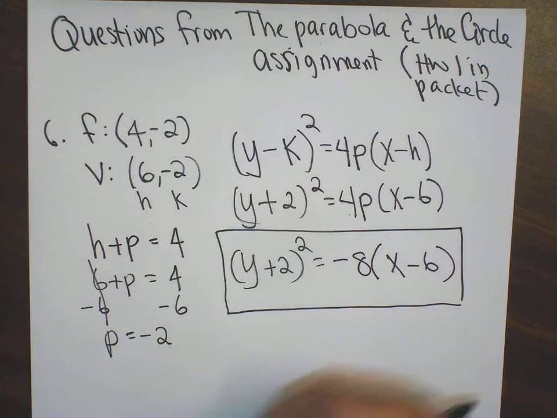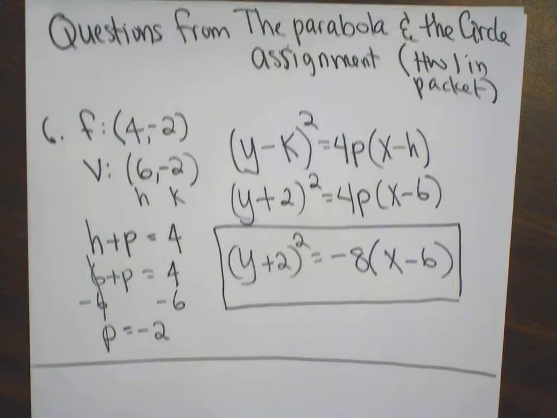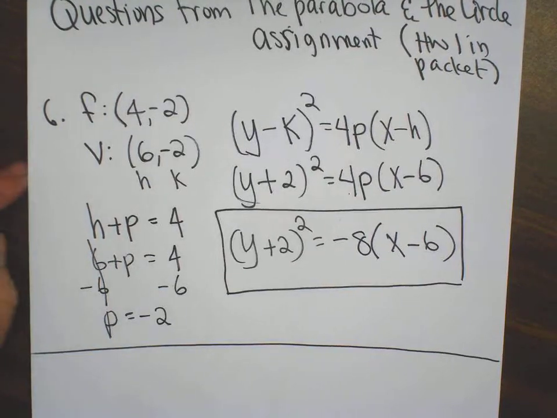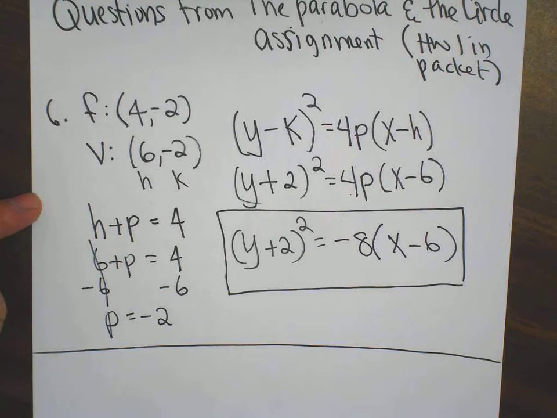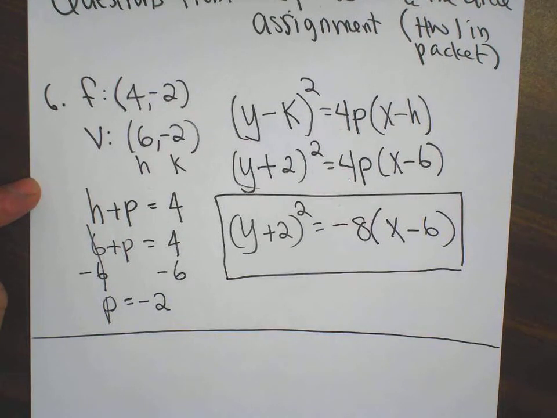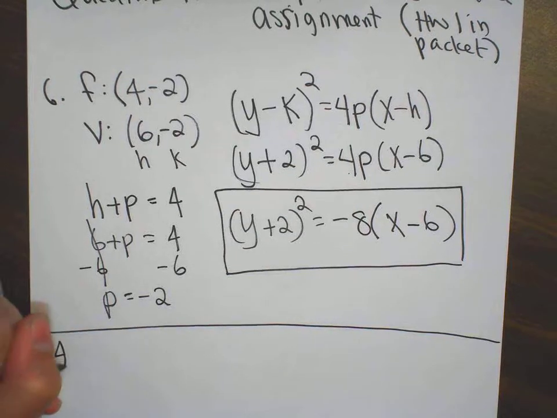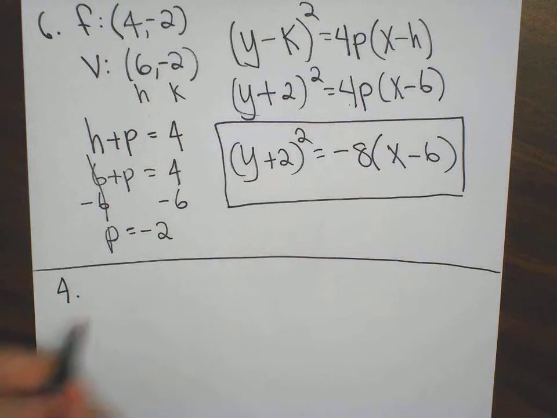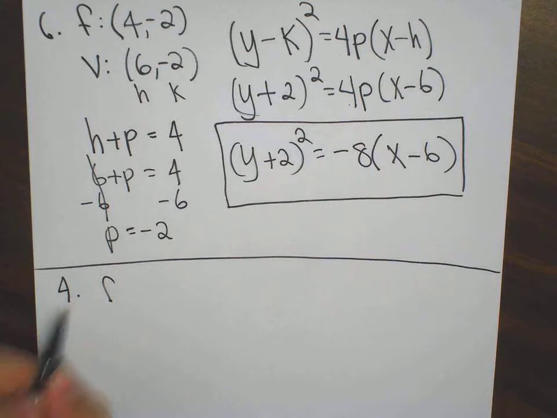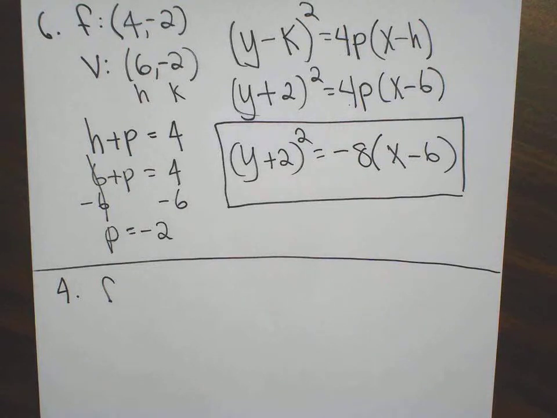Okay, so let's do another one. That was with the focus and the vertex. So let's do one with the focus and the directrix. So let's do number 4. Okay, number 4. Oh, that one's going to be like the next stuff that we're doing. So I want to do one with a directrix and a focus. Sorry, no, directrix and a, oh, we don't have one of those. Okay, let's do 4. It's fine.